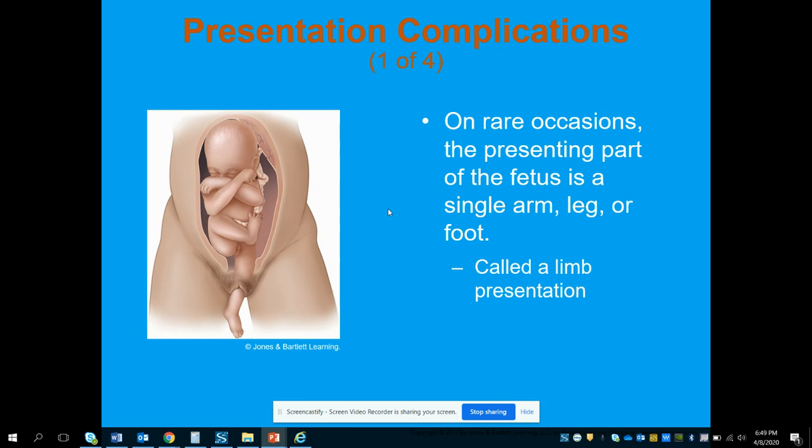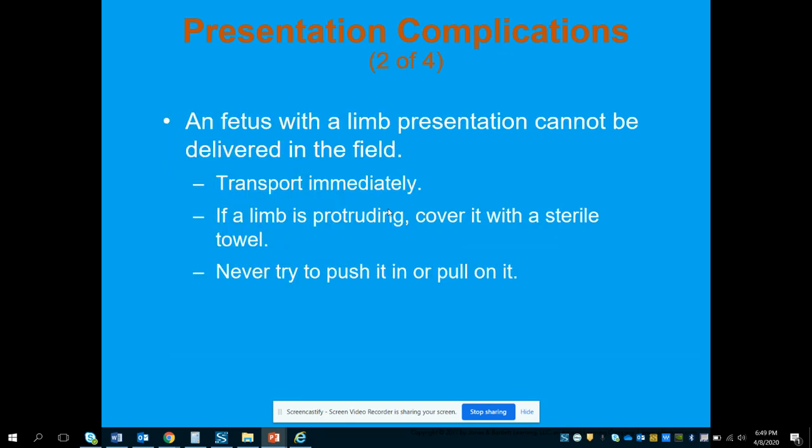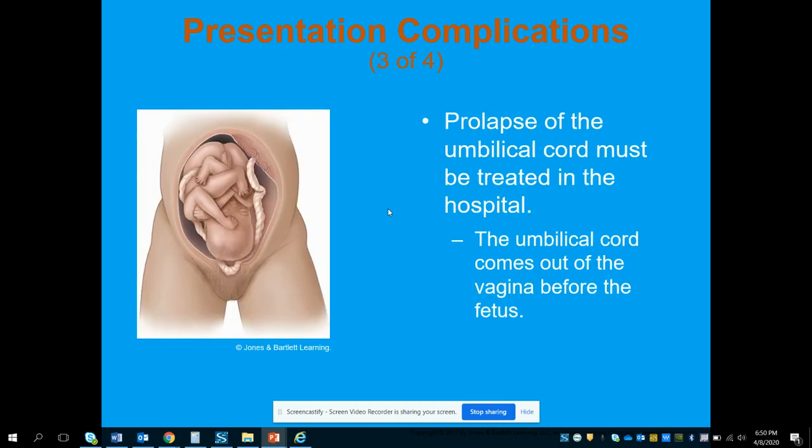This needs to have rapid transport, and that's the best that you can do for this mom. If the limb is protruding, you can cover it with a sterile towel, but never try to push it in or pull on it at all. The best way to transport this patient, the mom, is going to be if you have her on her hands and knees with her hips elevated, or you can have her lying supine with her hips elevated, and this is going to just try to take as much pressure off of that limb as possible and also help reduce the urge for her to need to push.